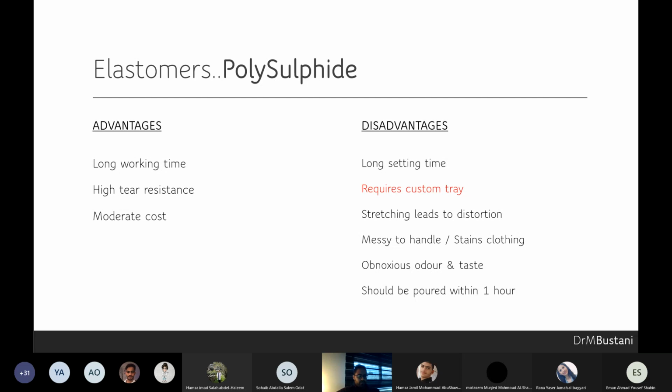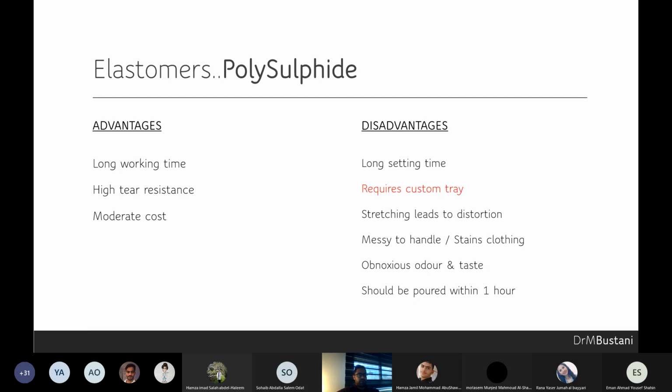Plus, it requires custom trays. Why do we need custom trays? Because we have lots of shrinkage, and when we have a custom tray, we will have less material and with more uniform thickness. So the effect of shrinkage will be a little bit less on the accuracy of the cast. While if we use a stock tray, in one area the impression material will be like 4 or 5 millimeters in thickness.